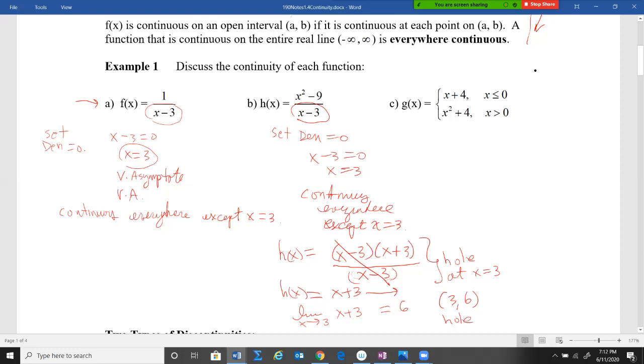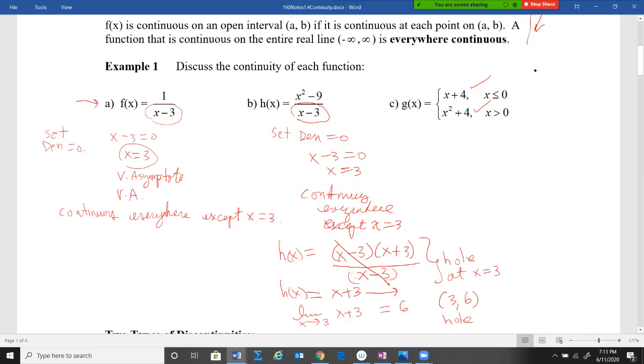Okay, this other one here. Now, first of all, these are polynomials, and you should remember that polynomials are continuous everywhere. So really, since this is a piecewise function, we're only concerned with whether or not these two pieces actually join at the same y value. That's the question.